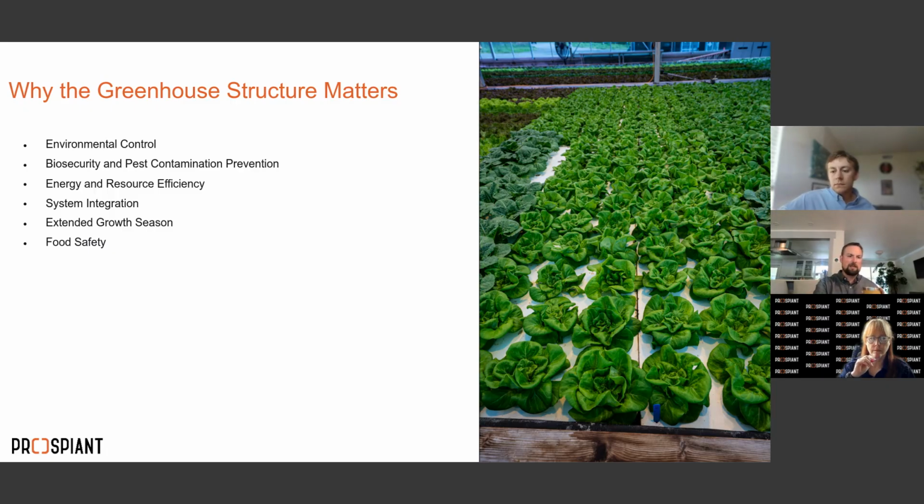And what I would say too, about why the greenhouse matters so much, is that in my experience, the majority of the revenues generated by aquaculture facilities is actually in the greenhouse portion of the operation.